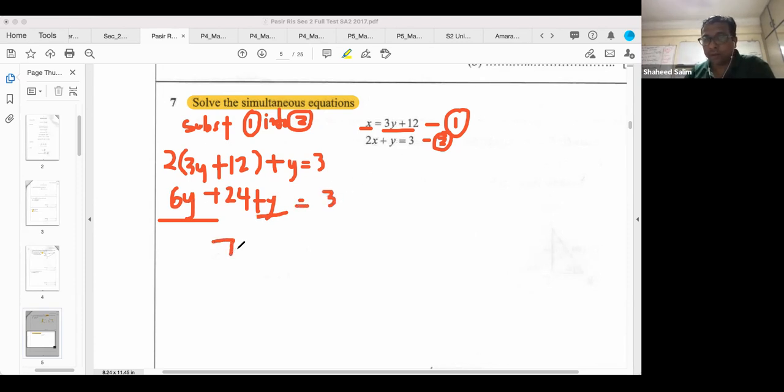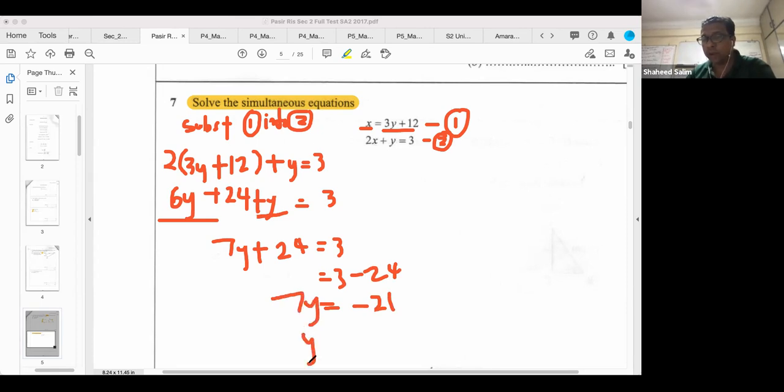6y plus y, 7y already. Plus 24 equals to 3. Bring the 24 over that side. Plus 24 bring over becomes minus 24. 3 minus 24, you can use your calculator, is minus 21. 7y equals to minus 21. Divide by 7, equals to negative 3.